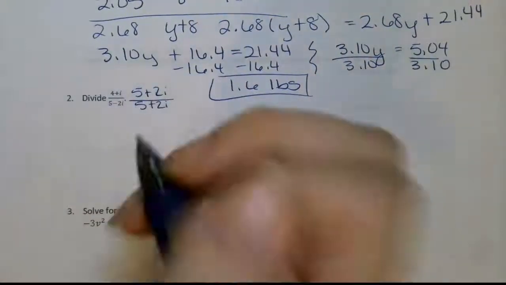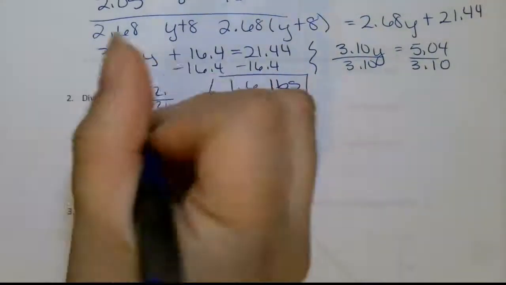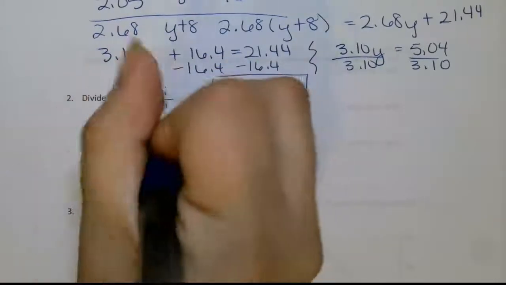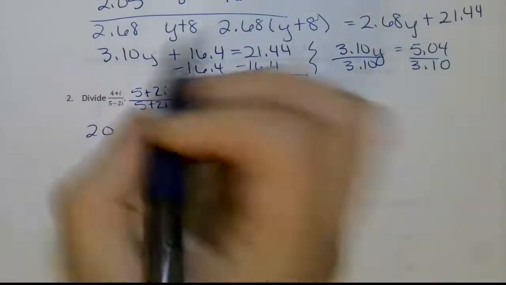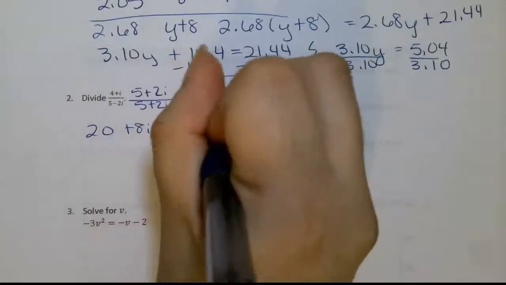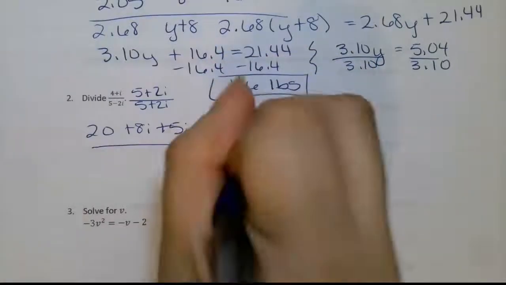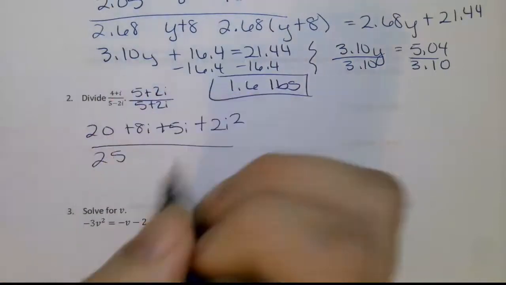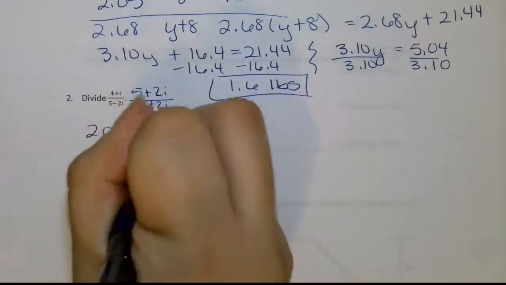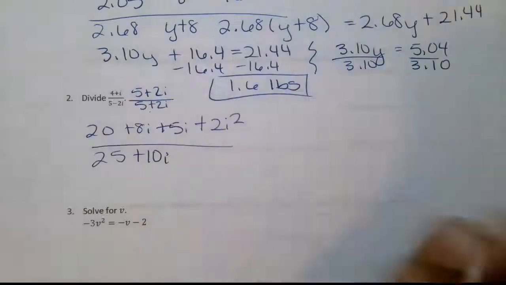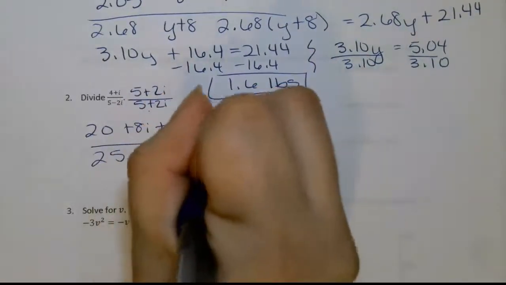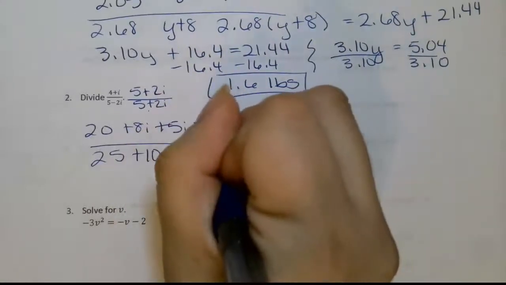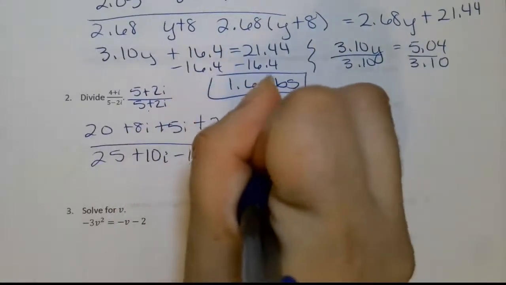On the top, I'm going to FOIL. I have 4 times 5, which gives me 20. 4 times 2i, which gives me 8i. I times 5, which gives me 5i. I times 2i, which gives me 2i squared. On the bottom, I have 5 times 5, which gives me 25. 5 times positive 2i, which gives me 10i. Negative 2i times 5, which gives me negative 10i. Negative 2i times positive 2i gives me negative 4i squared.